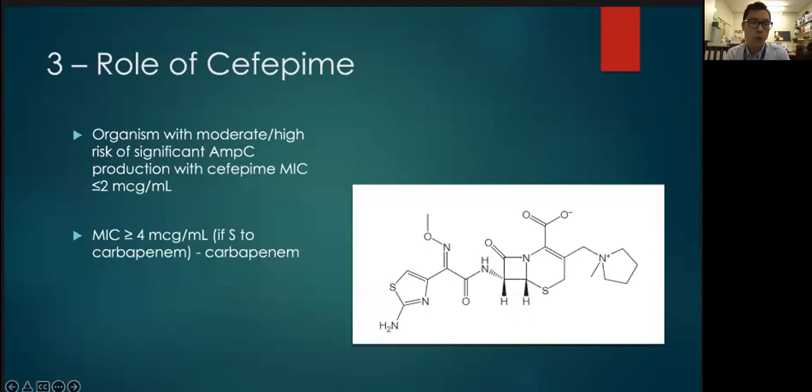And they go on to look at the role of cefepime in treatment of these infections. They suggest that for organisms with moderate to high risk of AmpC production, where the MIC is less than 2, you can consider using cefepime. They say in the literature there have been case reports of failure, but it has been dosed every 12 hourly. And in those studies, the co-production of ESBL was rarely investigated. And there has been the presence of some outer porin mutations that were identified in some reports.